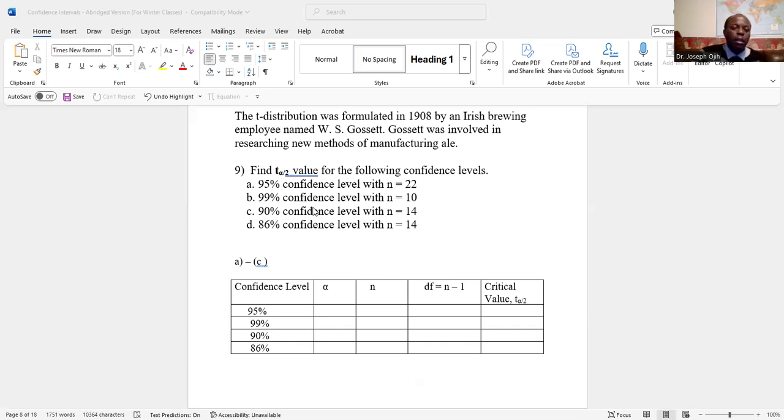Okay. Now it says find the t alpha over 2. That means find the critical value for the following confidence levels: 95% confidence level and 99% confidence level with n equals 10, where n here means sample size; 90% confidence level with n equals 14; and then 86% confidence level with n equals 14. Let me change this to n equals 20.